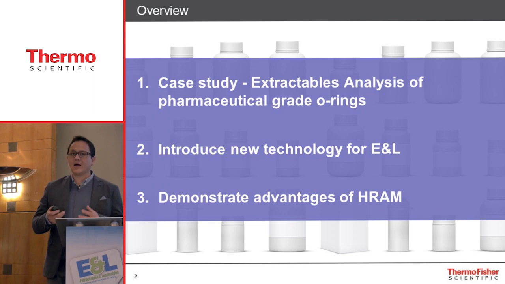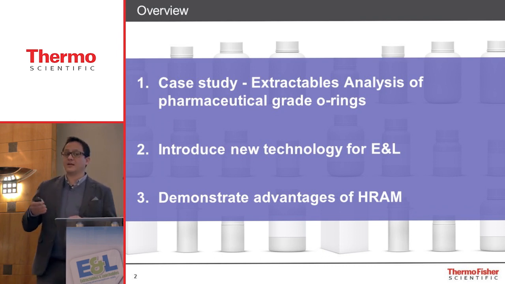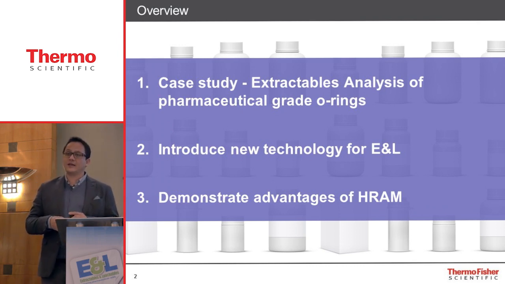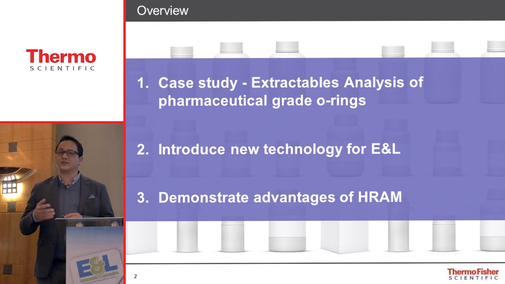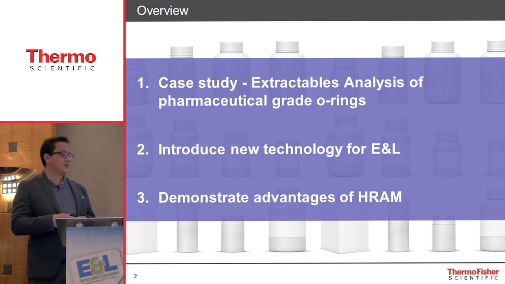So, three parts really to the presentation today. I'm going to show you a case study where we looked at some pharmaceutical grade O-rings with a whole suite of different technologies and capabilities. And I'm going to introduce some brand new technology that's never been used, as I mentioned. And my colleague Kate is going to demonstrate the capabilities and advantages of high-resolution, accurate mass spectrometry for the analysis and identification of unknown extractable impurities.